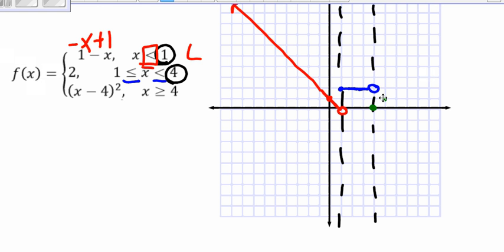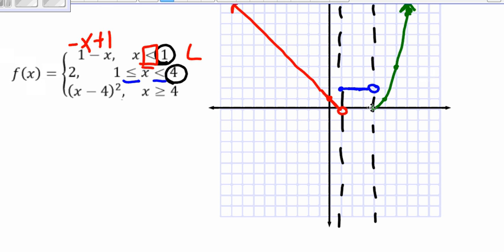Then I've got my normal quadratic. If I go over 2, I go up 4. So if I go over 2, I'm going to go up 4 from my dot. And then if I go over 3 for my dot, I'm going to go up 9. And there we would have a quadratic shifted to the right 4.